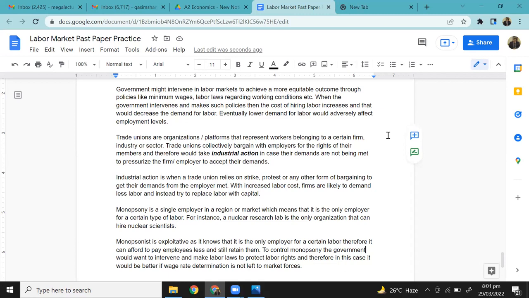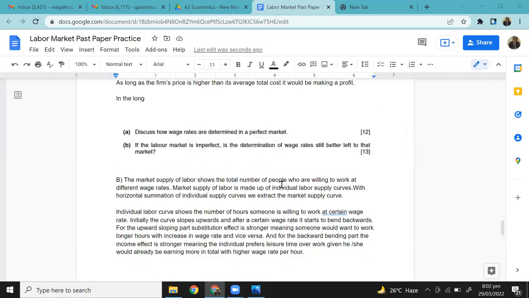Now, let's quickly sum this up. The second question was asking if the labor market is imperfect, is the determination of wage rate still better left to that market? So you explained three cases of imperfection: government intervention, existence of trade unions, and monopsony. In the first case, when the government intervenes, it's better for the workers. Why? Because government gives them minimum wages and decent working conditions. So that's definitely beneficial for workers, right? They get better wages and all.